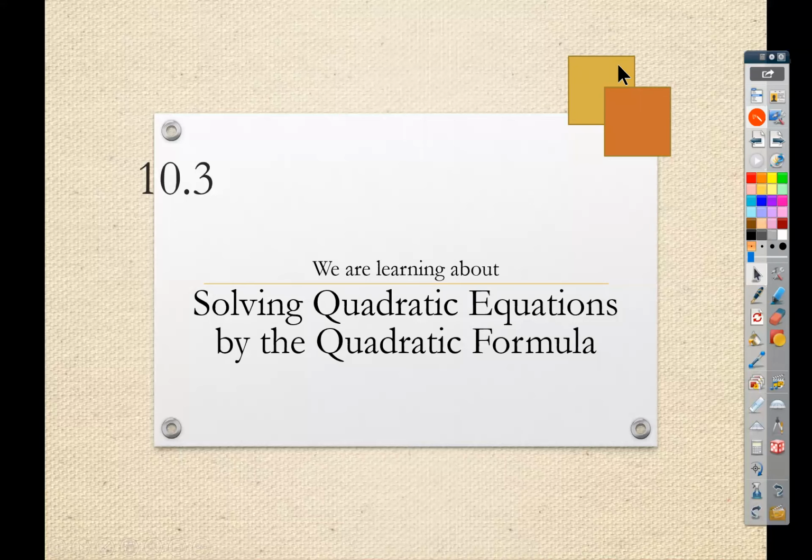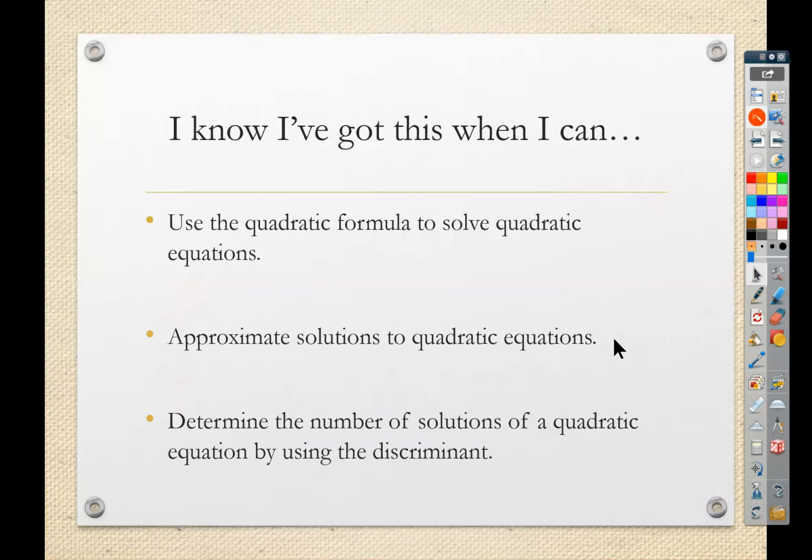Today we are learning about solving quadratic equations by using the quadratic formula. I know I've got this when I can use the quadratic formula to solve quadratic equations, approximate solutions to quadratic equations, and determine the number of solutions of a quadratic equation by using the discriminant.